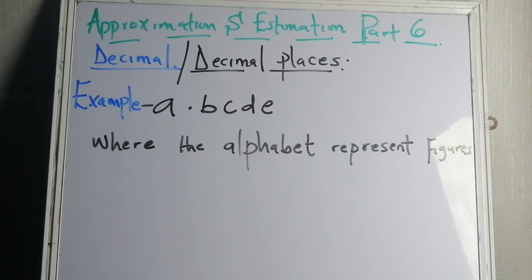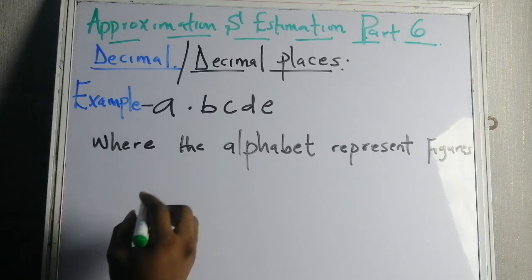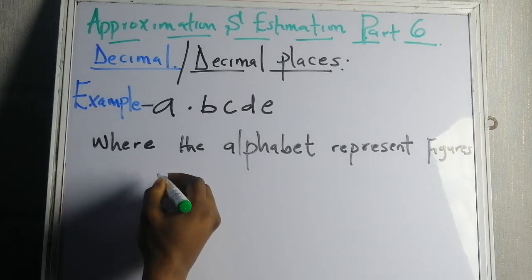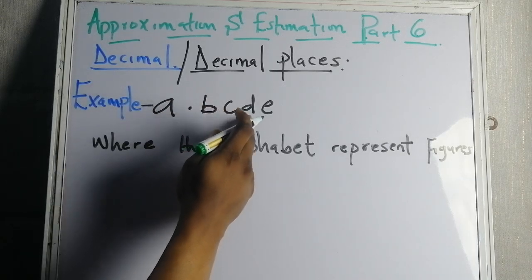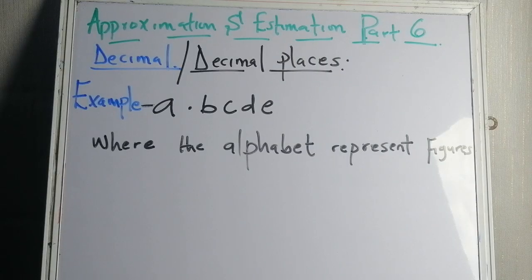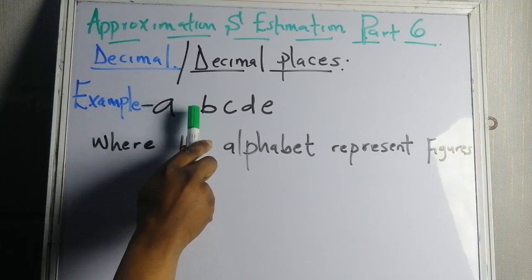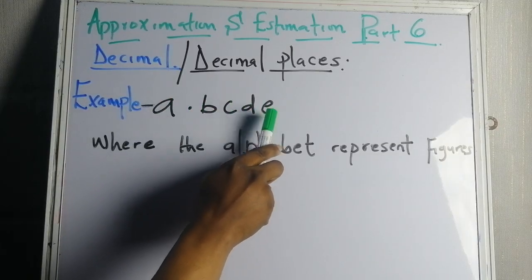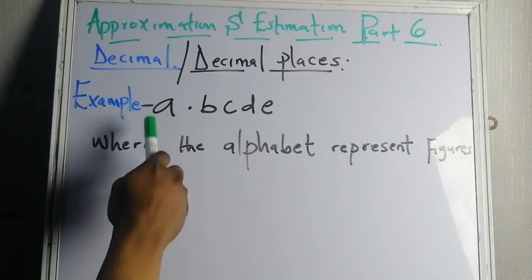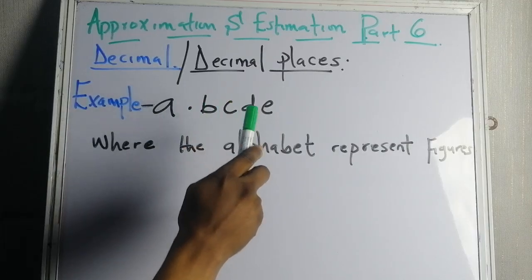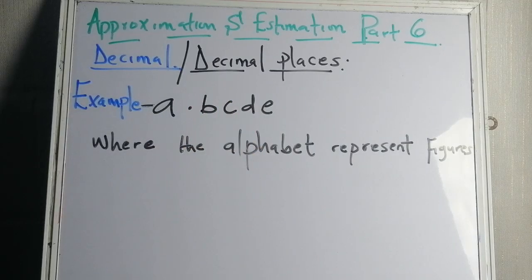So now, let's assume we have A point B, C, D. The way you pronounce decimal places is to say A point B, C, D, E. Or let's assume the figure is 2.75. You don't say 2.7 and something, no, in decimal. You call the figure according to the way it appears.